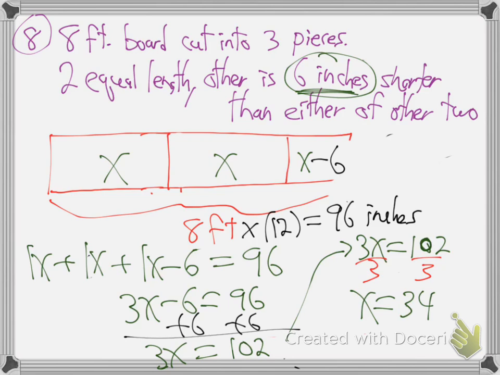So how long are the three pieces? This one's 34. This one's also 34 because that's what x is. The last one is 34 take away 6, which is 28 inches long. Good. Is that okay? Questions on that one?